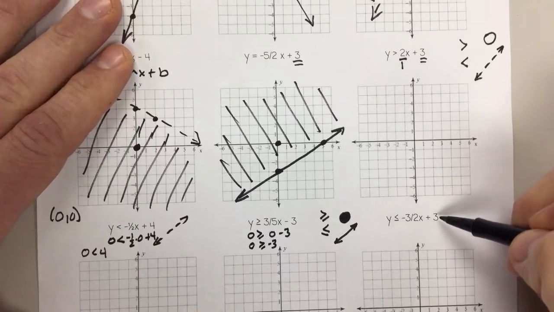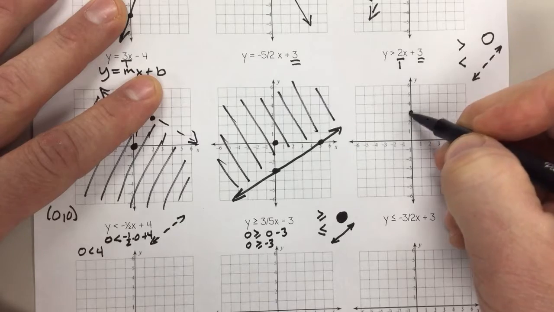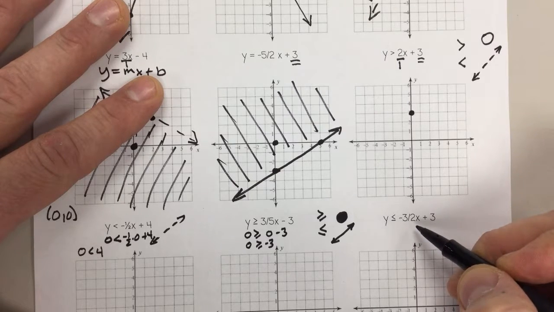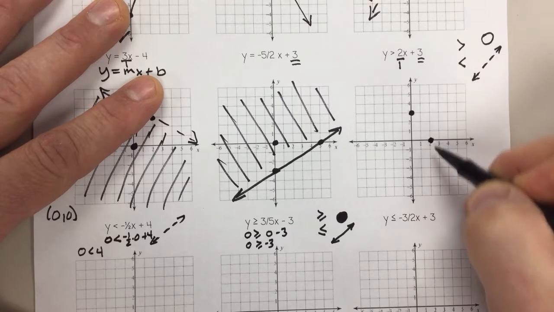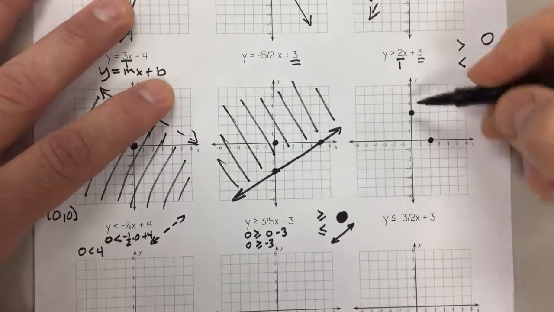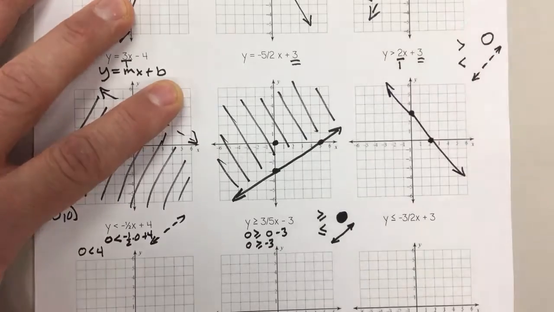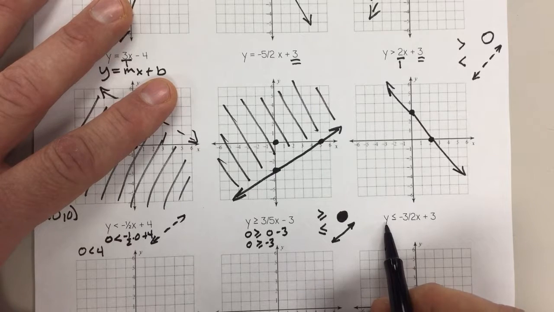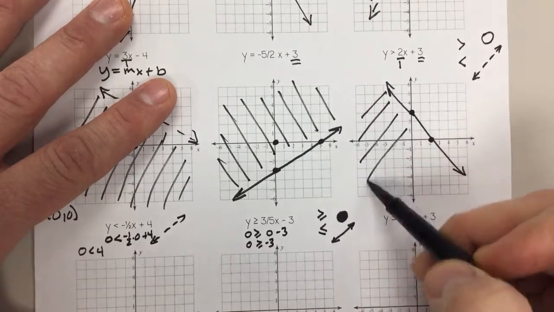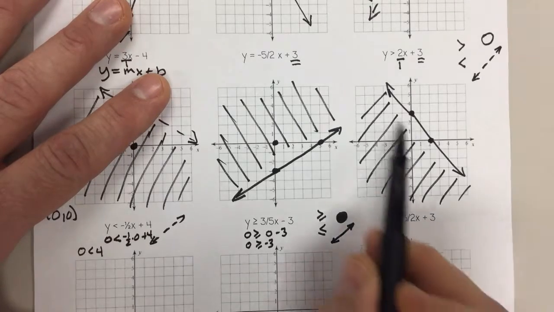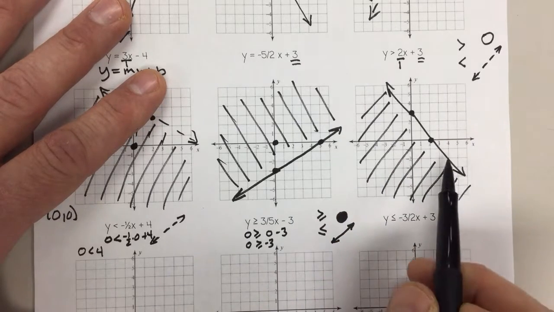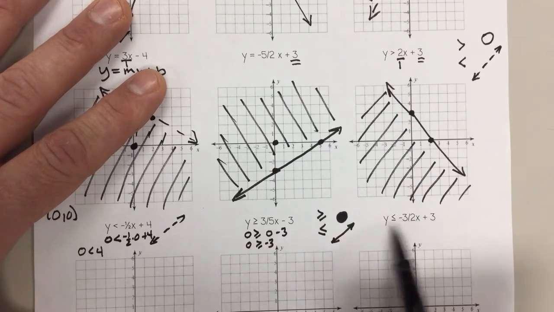Let's try this one. The y-intercept is 3, so I start at 3. The slope is negative 3 over 2, which tells me to go down 3 over 2. Again, there is an equal sign on this one, and when we have an equal sign, remember, that means a solid line. Now the shading: since y is less than or equal to the line, I'm going to shade below the line. So again, points on this side of the line will work in the inequality, points on this side will not. Since the line is solid, the points that are actually on this line would make this inequality work as well.